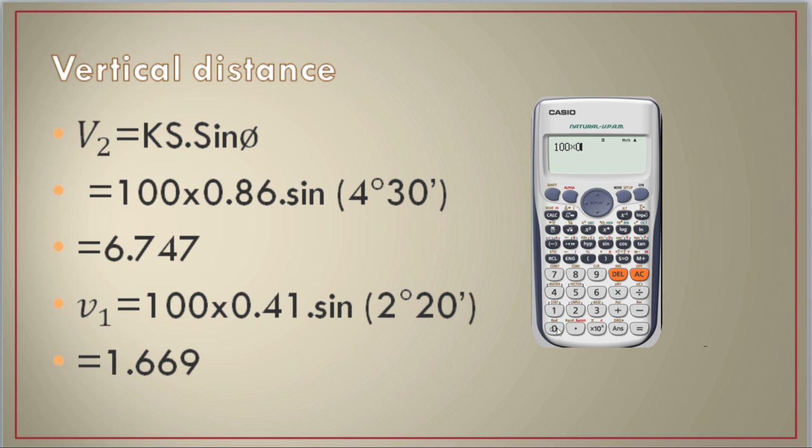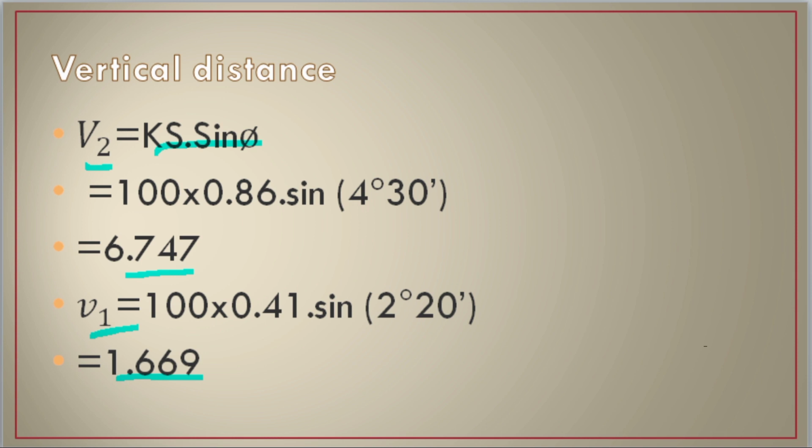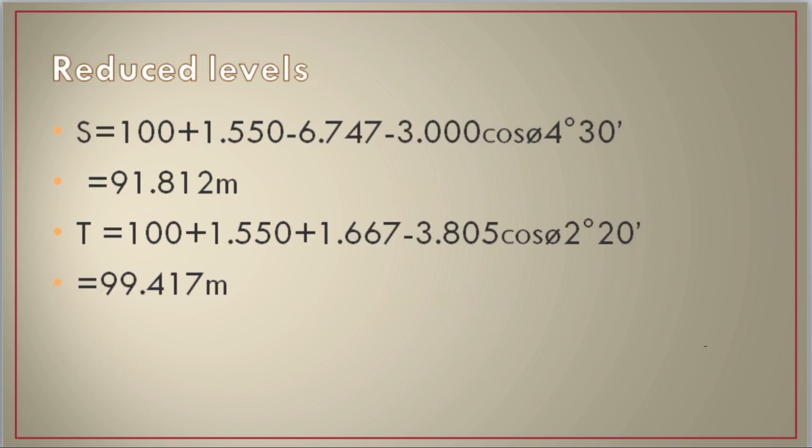So by calculating our vertical distances, the formula was simplified just like this. So the vertical distance 1 and 2, and you get both your answers. So these are the V's that I'm going to be using in order for us to calculate the reduced levels of S and T. So by calculating those V's, we move here. So this is the reduced level of S.